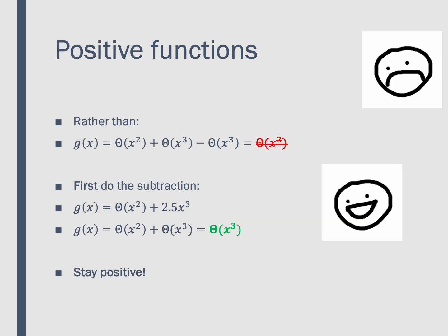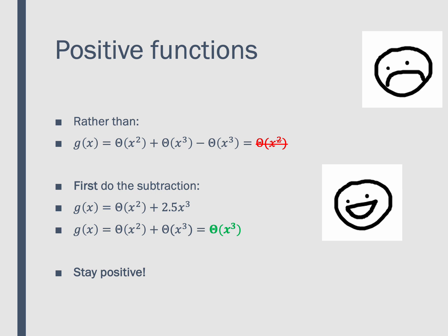Okay, let's now discuss positive functions and their importance in asymptotic analysis. The goal here is to simplify our expressions while ensuring we are staying accurate and mathematically consistent. Here at the top we see the expression g(x) equal to theta(x square) plus theta(x cube) minus theta(x cube). Initially it might seem that the subtraction cancels out x cube, leaving us with g(x) equal to x square, but it is not.